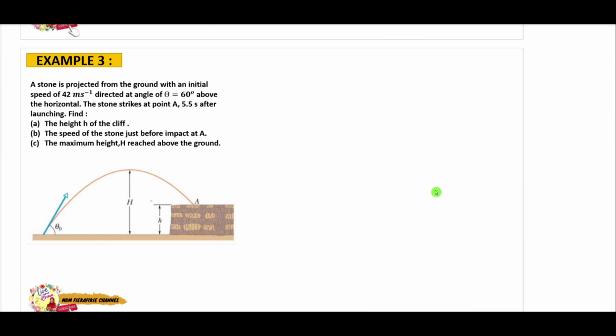Alright, now example number 3. Here we have a stone projected from the ground with an initial speed of 42. Let's label first, which is U here. Given that U is equal to 42 meter per second at an angle of 60 degree above the horizontal. The stone strikes at point A, 5.5 seconds after launching. It means the time taken from the initial point O to A is 5.5 seconds, the time for the whole journey OA.